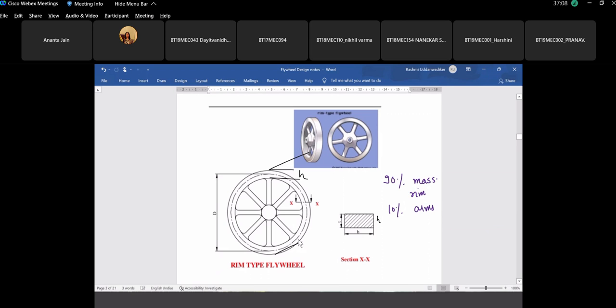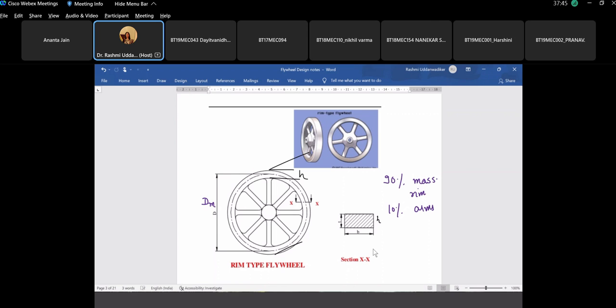So if this is the rectangular cross section for the rim having its width b and this height is h. We are using this as h. And if d is the diameter, let me use this term as d mean, dm. We'll call this the outer diameter, which will be d mean plus h by 2, and this is the inner diameter, which is d mean minus h by 2.